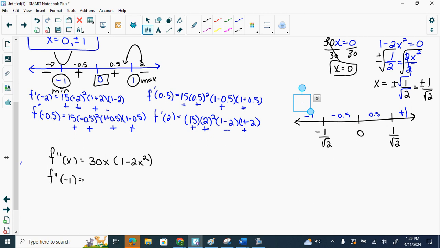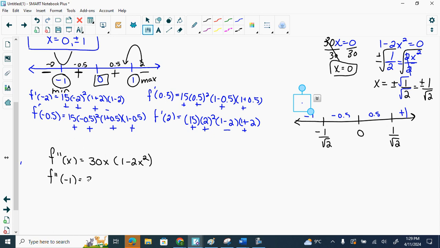Now, on a test, do you think every question I'm going to make you find every single thing? No. If I just ask you for concavity, what can you do? Completely bypass. You have to find the first derivative, but then bypass all the increase and decrease and max and min, right? You find your first derivative, you find your second derivative, get your critical numbers, do concavity. You don't have to do all the rest of it, right?